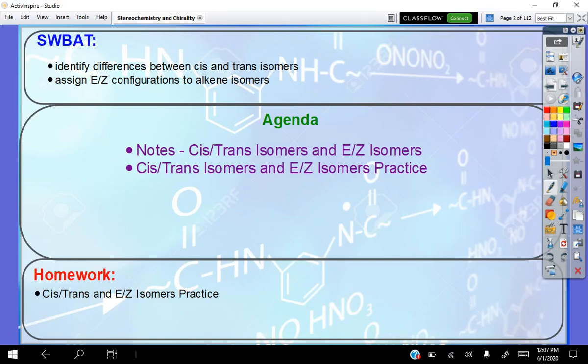Hello class, today we are going to identify differences between cis and trans isomers. We will also assign E and Z configurations to alkene isomers. There's a guided notes worksheet that goes along with this assignment, and at the end of that worksheet there are additional practice problems on cis, trans, and EZ isomers.